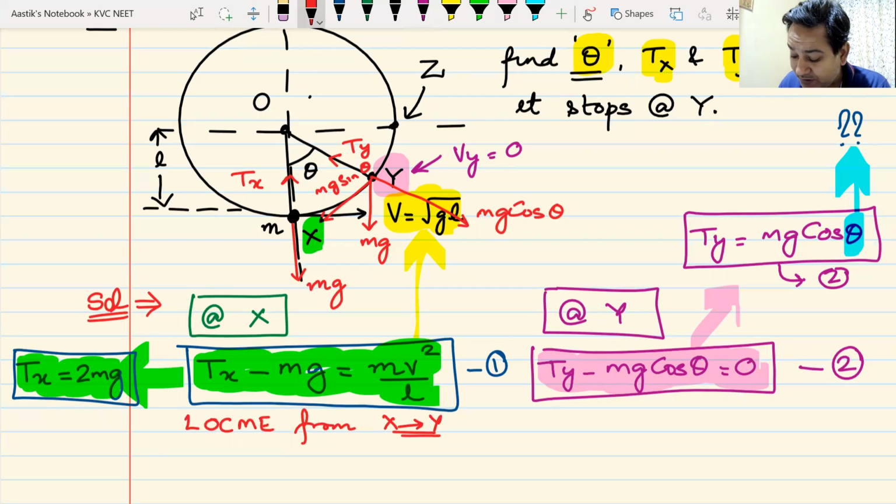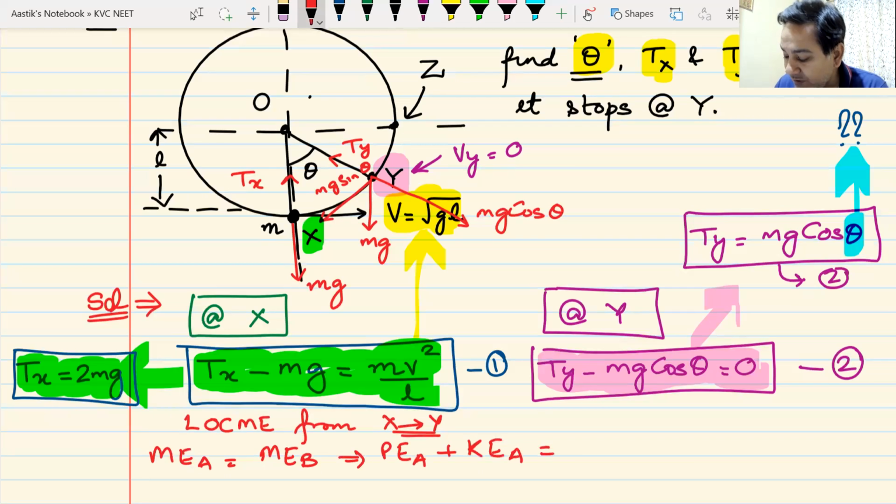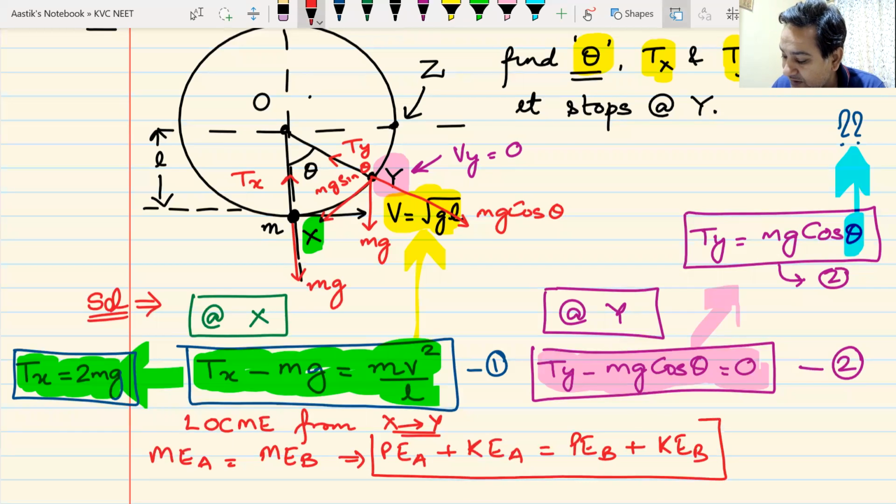Total mechanical energy at point A shall be equal to total mechanical energy at point B. That means potential energy at point A plus kinetic energy at point A will be equal to potential energy at point B plus kinetic energy at point B. Do we understand this? Can I have some raise hand that we understand this? This is good enough. We know this.